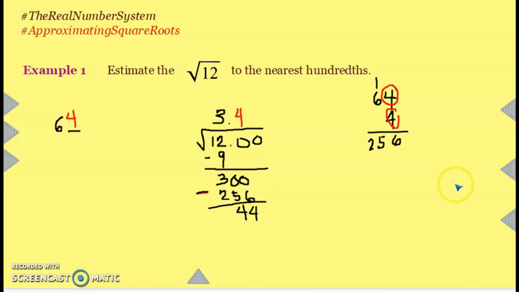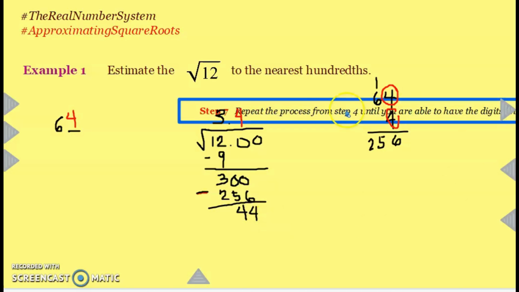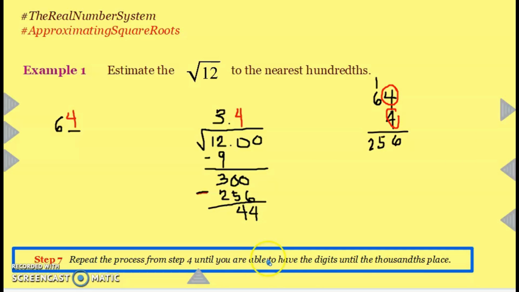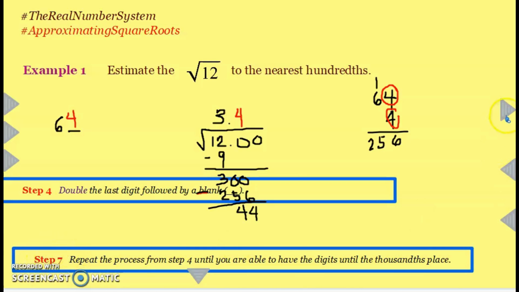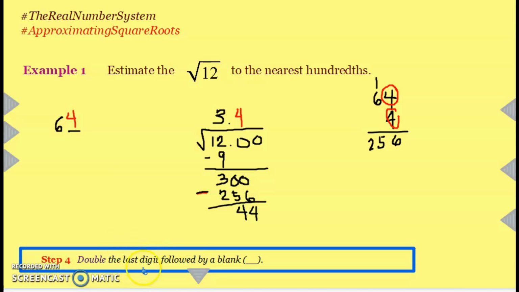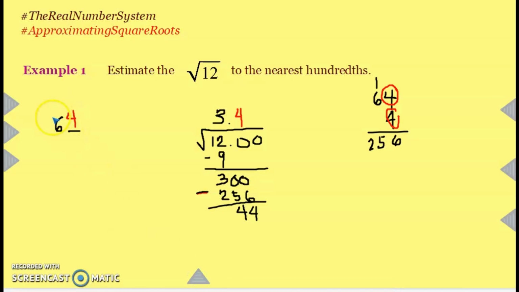Okay? So, 44. Ano kaya yung susunod? Susunod ay repeat the process from step 4. So, nasa step 4 until you're able to have the digits until the thousandths place. So, ito yung step 4 natin. Balik natin si 7. Sabi sa step 4, double the last digit. Ayan. Yung doubling. So, ito na ngayon yung number natin.